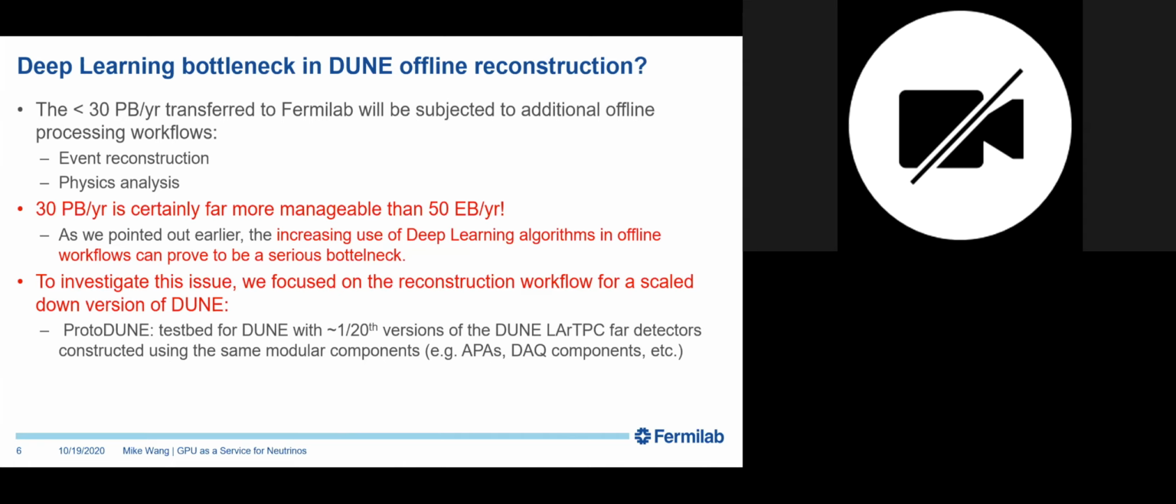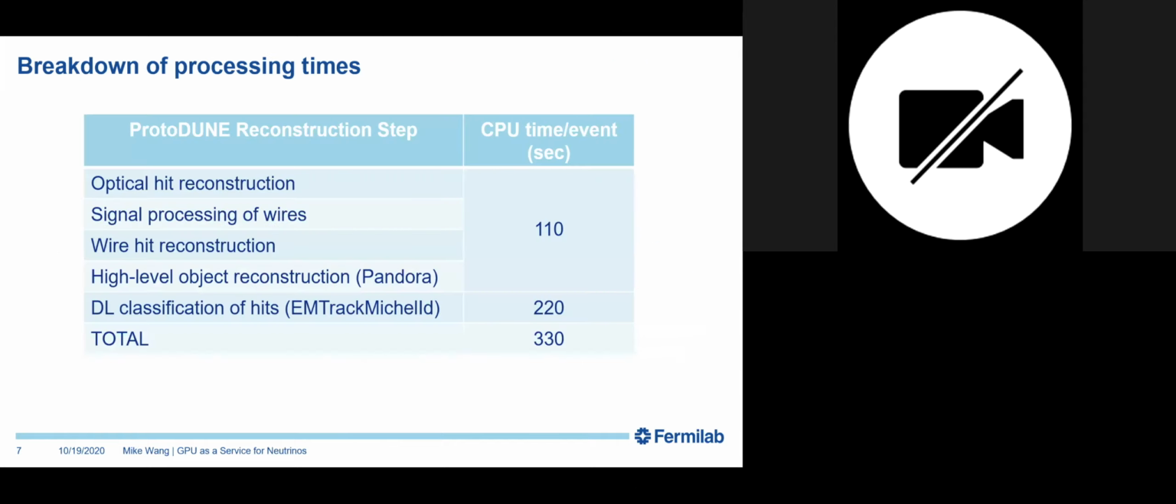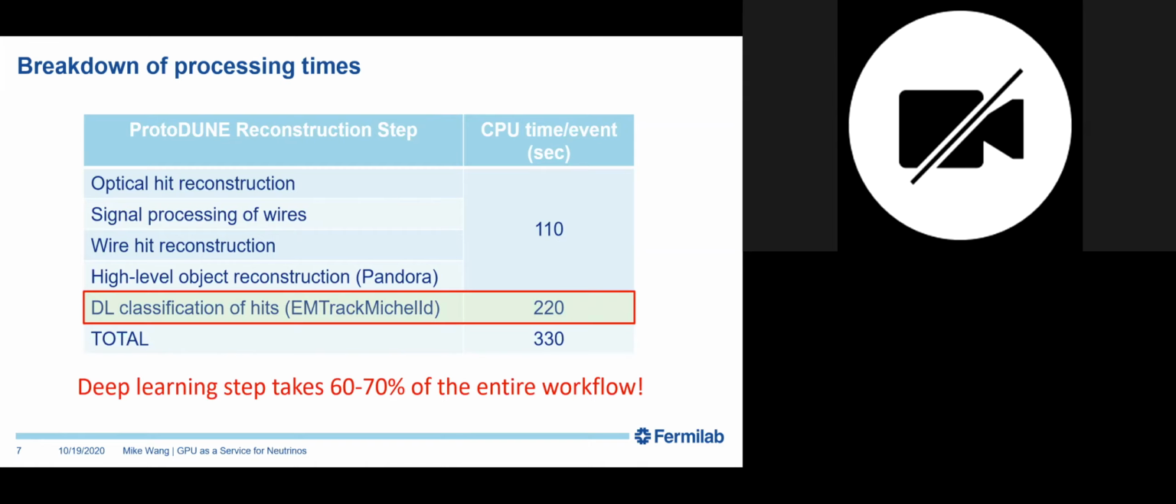So to investigate how we can solve this issue, we focus on ProtoDUNE, which is a scaled down version of DUNE. So here is a summary of the ProtoDUNE reconstruction workflow, which is very similar to that in DUNE. This is a simplified summary. So here you can see that the last step of the reconstruction workflow, which is a machine learning module algorithm used to classify a hit as either shower-like, track-like, or Michel ID-like, takes over 60% of the entire workflow.